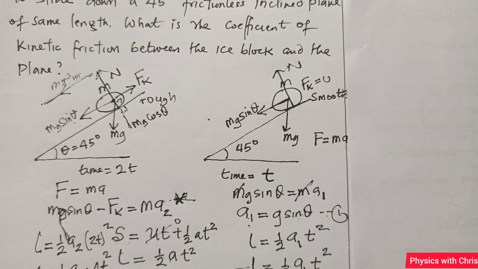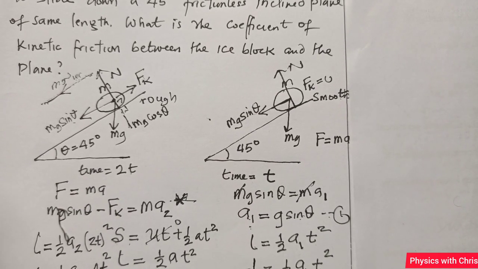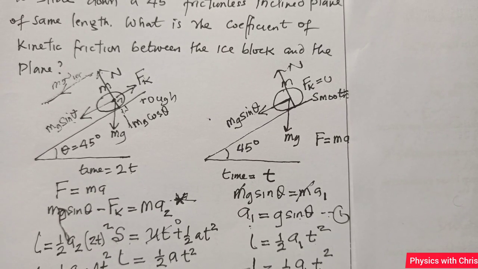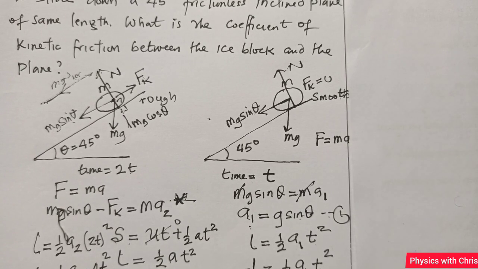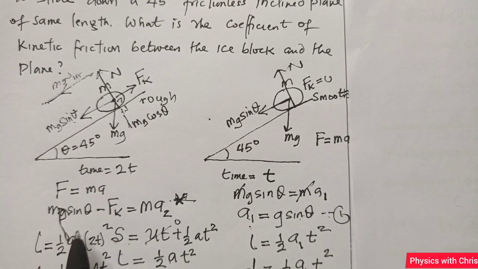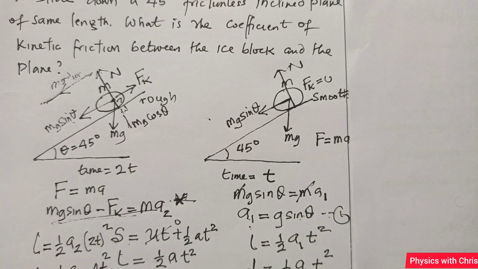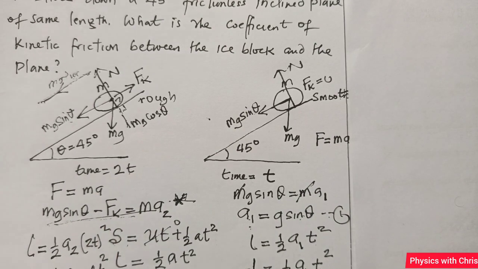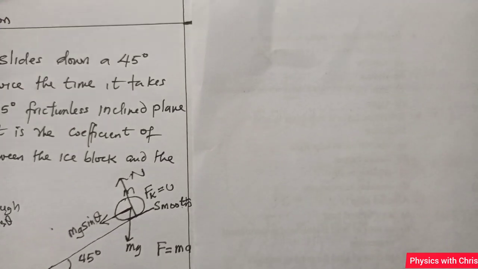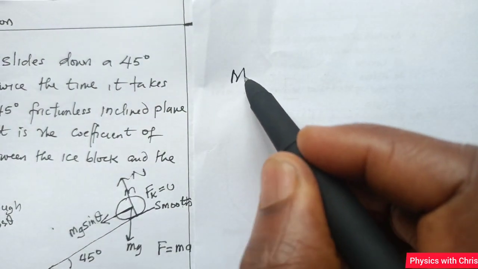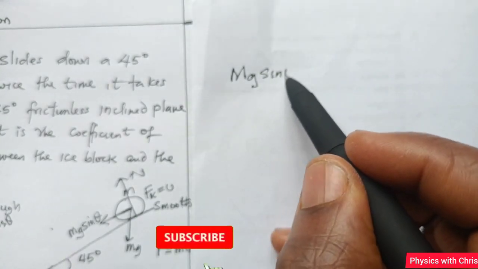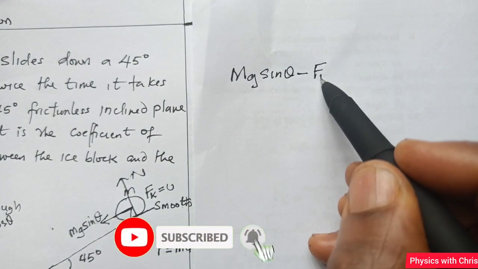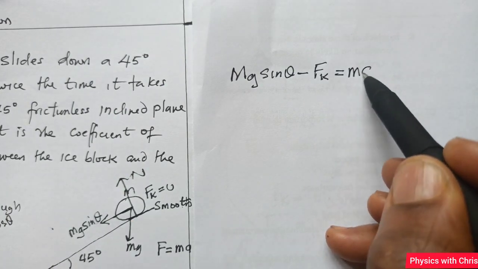I hope you have been following what I've been doing for some time now, trying to solve this particular question. To continue solving this question, this equation, I'm going to bring it out and rewrite it here. Mg sine theta minus kinetic frictional force equals Ma2. So I have mg sine theta minus the kinetic frictional force equals Ma2.